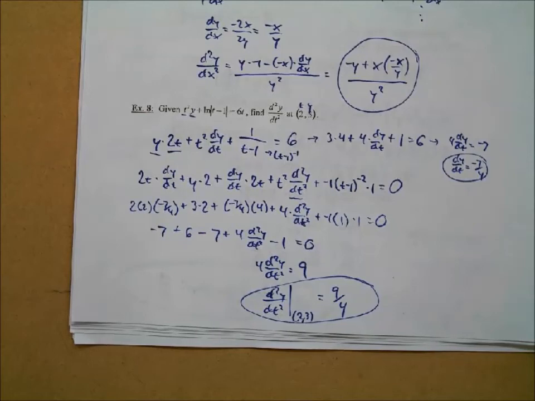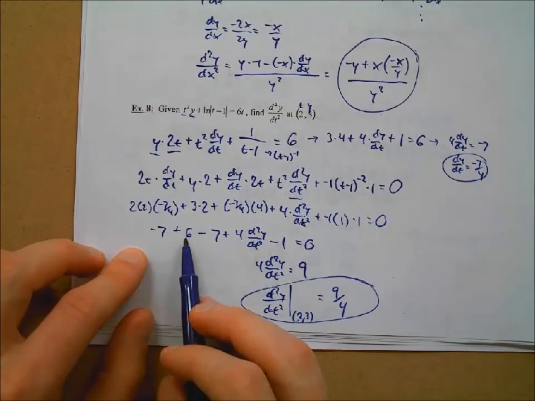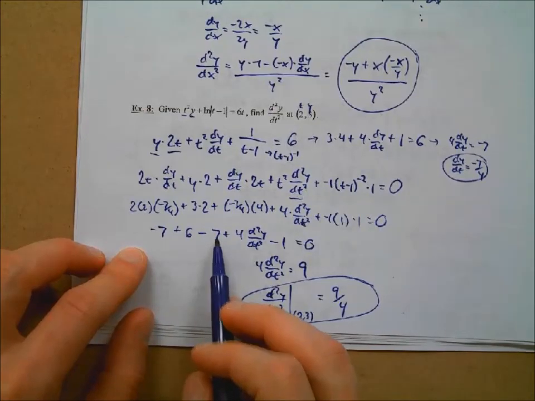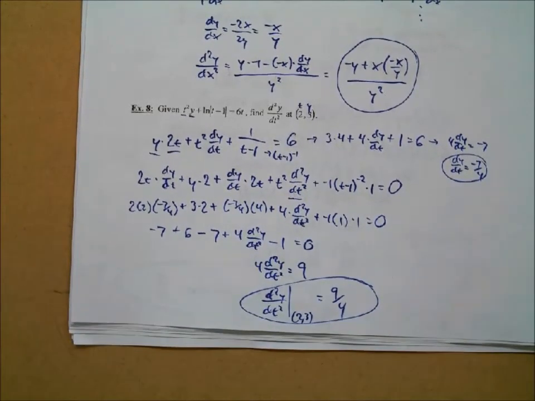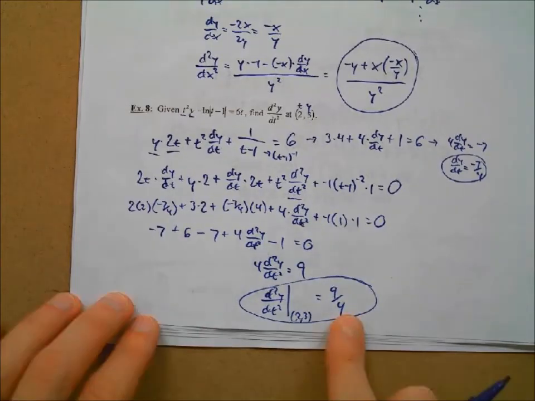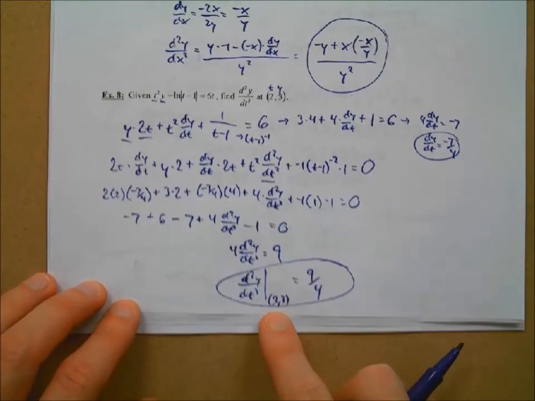Oops, I think I should have gotten a negative 9. Let's see here. Negative 7 and 6 is negative 1. Minus 7 is negative 8. 9, but we're going to add it over, so plus 9. Nope, it should be positive 9/4 there. Yes. Okay, positive 9/4. And so there is the value of our second derivative. Okay, evaluated at 2, 3. All right.